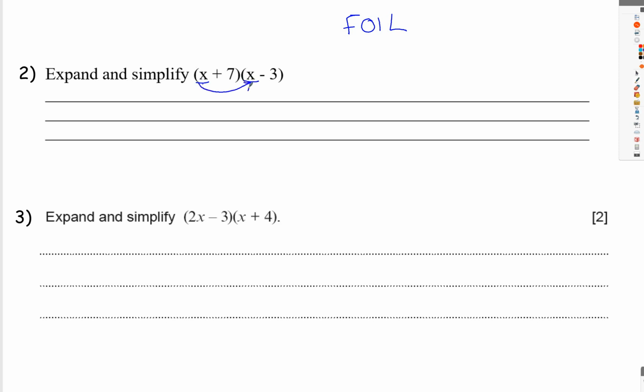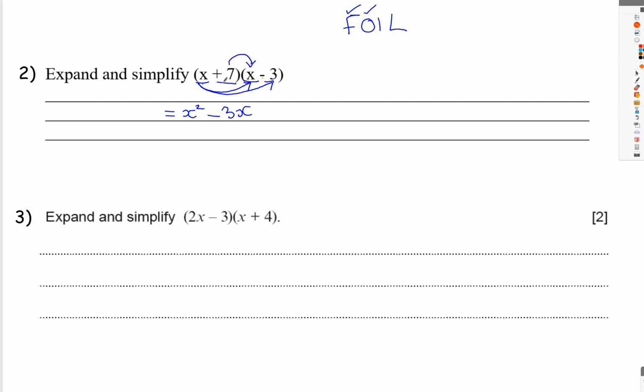Okay, or if you're using the first method, then we just know that we need to multiply x by x and then x by minus 3. Okay, so x times x gives you x squared, and then that's the first done. Outside means we need to multiply the x by the minus 3. That's minus 3x.